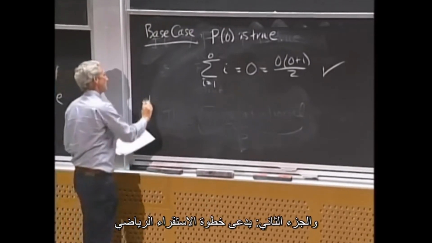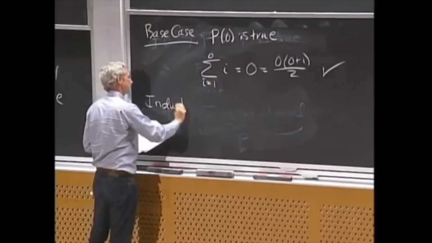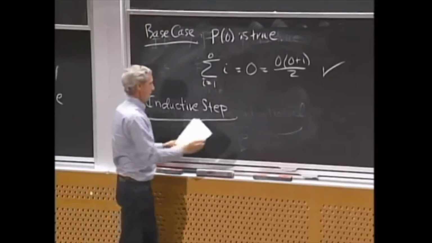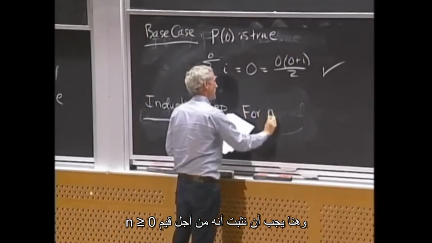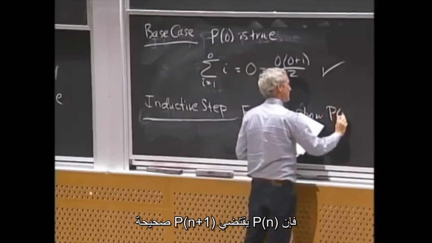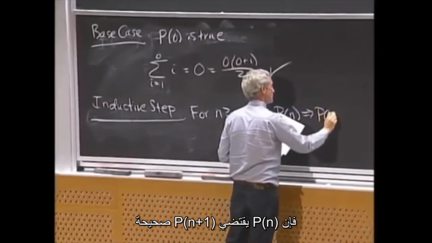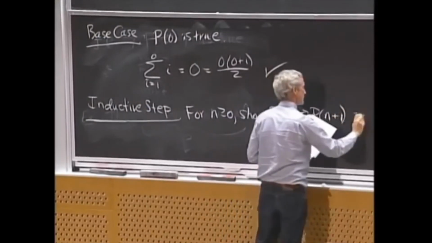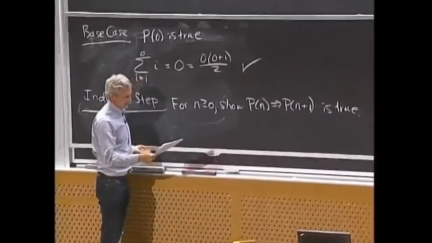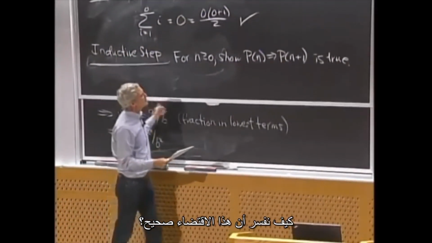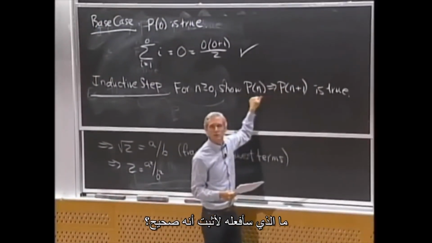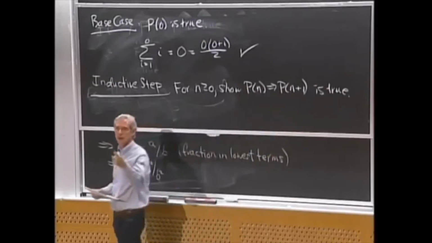And the second part is called the inductive step. And here we have to show, for n greater than or equal to 0, that Pn implies Pn plus 1 is true. Now, how do we show an implication is true? How do I show this is true? What am I going to do to show that's true in general? Yeah?